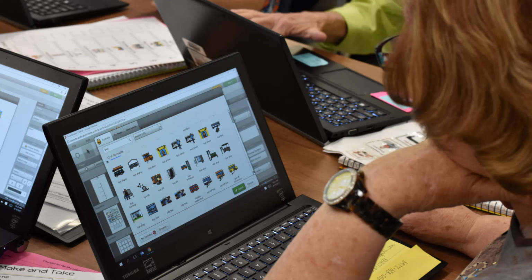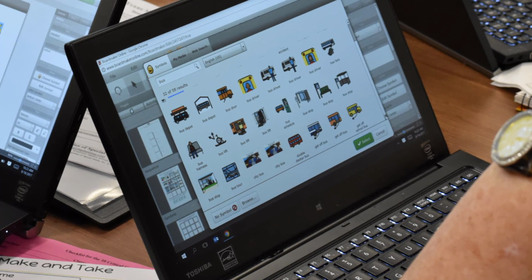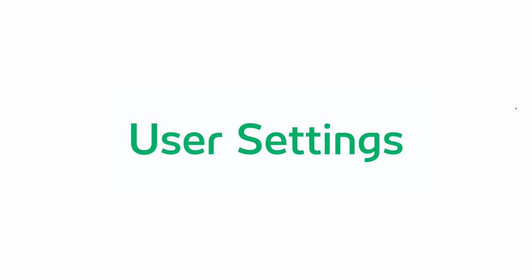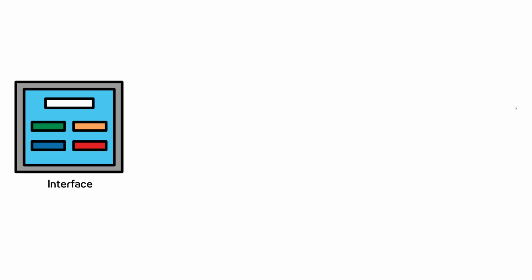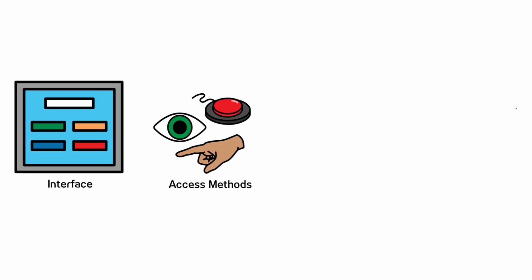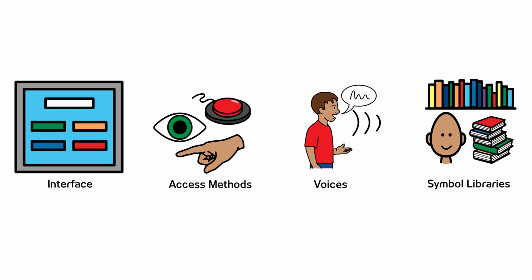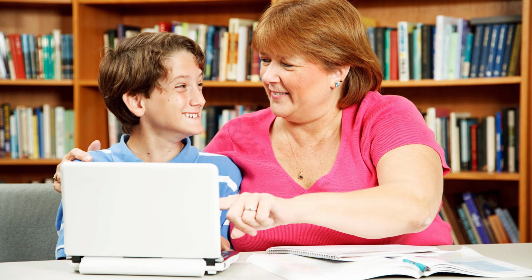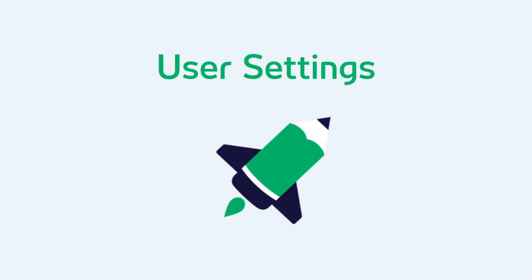With so many features and tools available in the Boardmaker editor, you may want to customize the settings to best meet your needs. User Settings allows you to customize the Boardmaker editor interface, access methods, voices, symbol libraries, and more. Choose your settings once and they will carry over every time you open the editor. Let's look at how to access user settings.